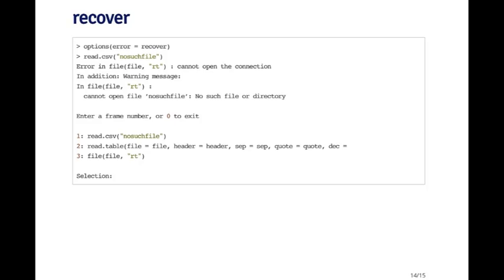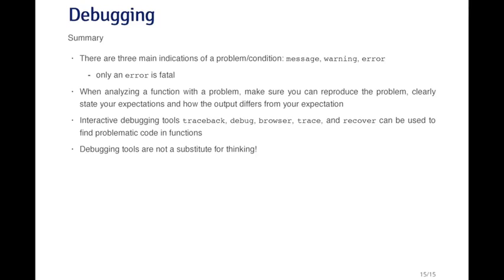So just to summarize really quickly, there are basically three main indications of some sort of problem or condition: the message, warning, and error, and of the three, only the error will stop execution of the function. When you're analyzing a function that you think has a problem, make sure you can reproduce that problem, and make sure you can articulate what your expectations were and how the output differs from what you were expecting, or as I like to say, what you were expectating.